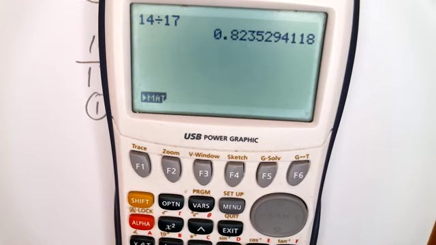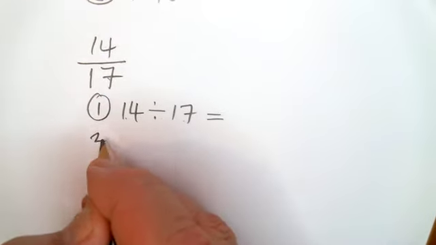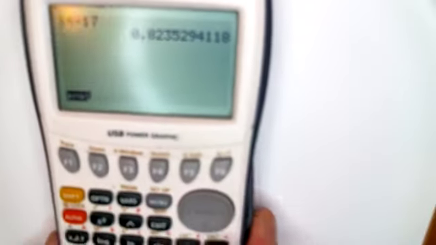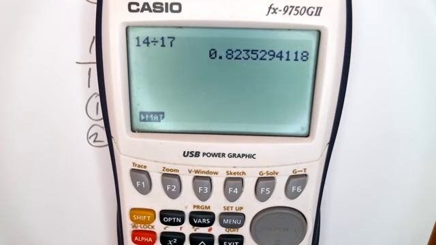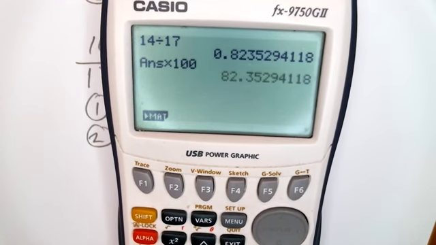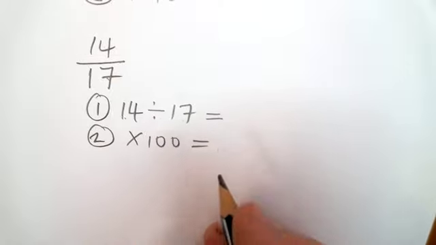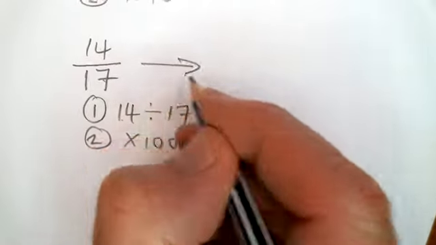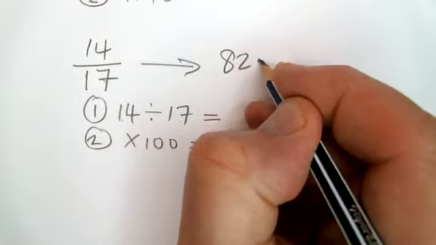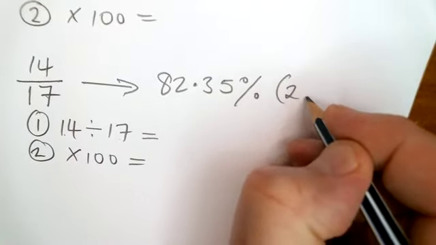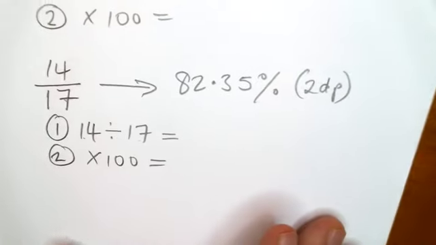0.8235. And then I'm going to multiply that by 100 and push the equals. Here it is, multiplying that by 100, pushing equals. And I get 82.3. I'm going to call it 82.35%. And that's to 2 decimal places, 2 dp. I'm going to put that on the end there.